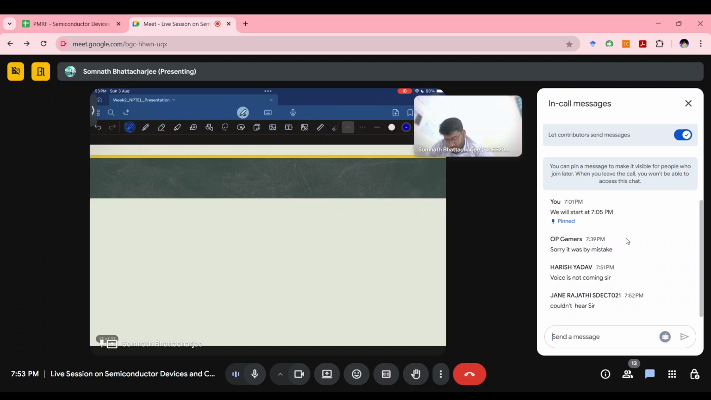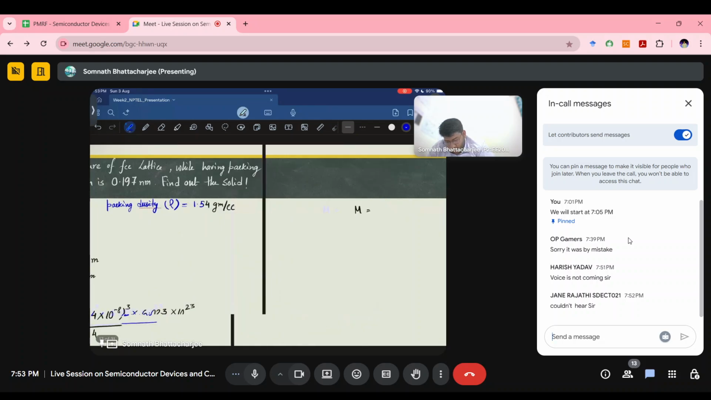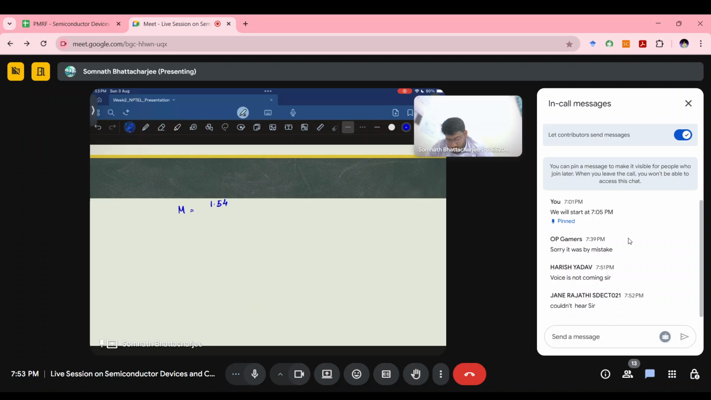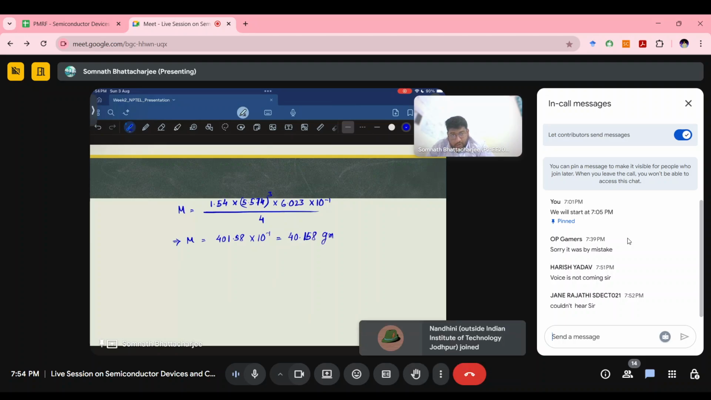So the value of m would be 1.54 multiplied by 5.574 whole cube multiplied by 6.023 into 10 to the power minus 1 divided by 4. The value of m would be 401.58 into 10 to the minus 1, or 40.158 grams per mole.